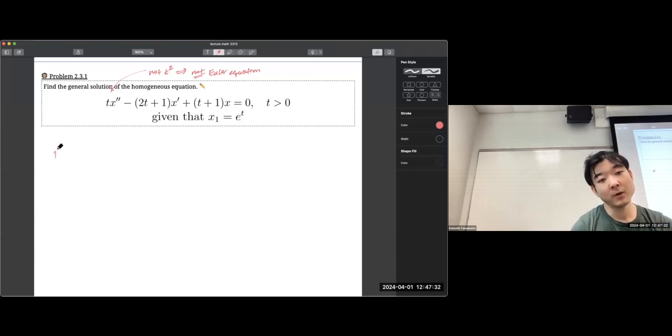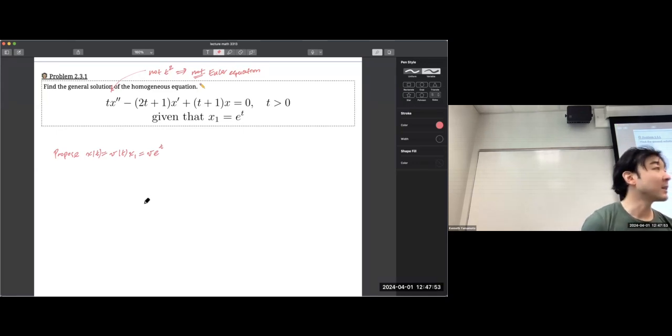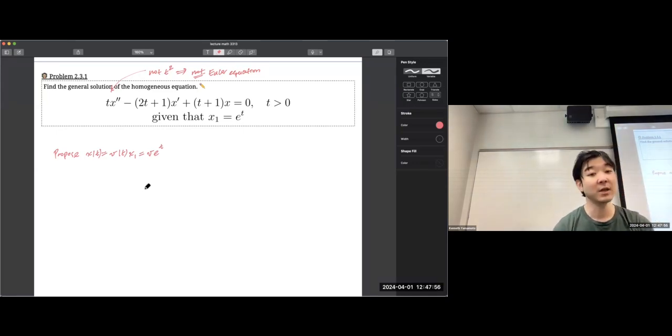I've got one of them, so I'm good to go, because I can just say my general solution is going to be some v of t times this x1. In this case, it's e to the t. I'm just going to let it rip: take the derivative, second derivative, plug it in, and solve for the v of t that would have forced this. And you'll naturally get the second homogeneous solution and the full general solution from that.